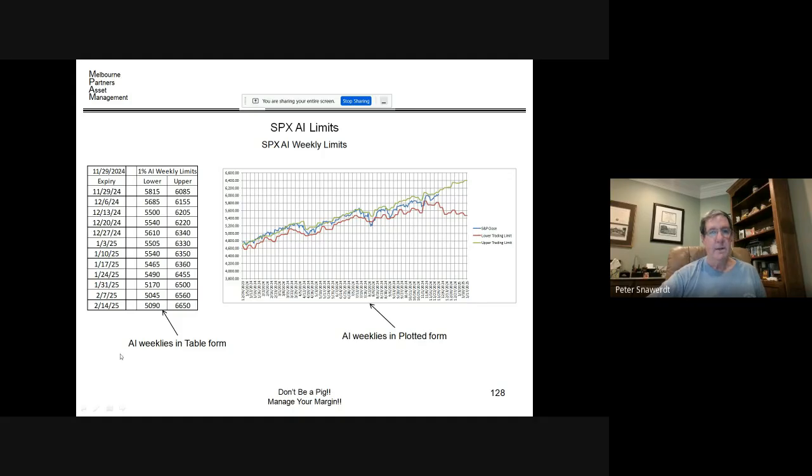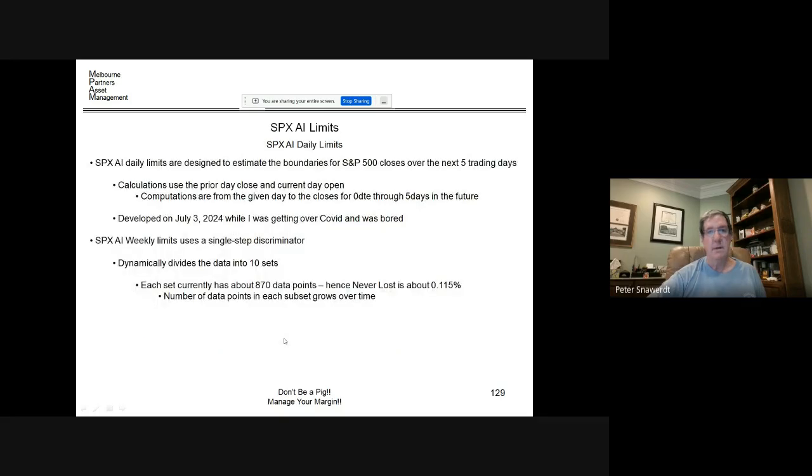Okay. This is what we see in tabular form. This is what they look like over in the future. The daily limits are over the next 5 trading days. I'll tell you the story behind how the daily limits got started. This is really to support zero DTE trading. I created those while I had COVID over the July 4th holiday in 2023, and I was bored. So that's how the daily limits got created.